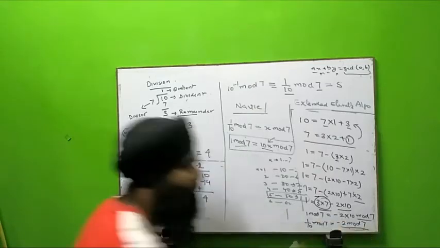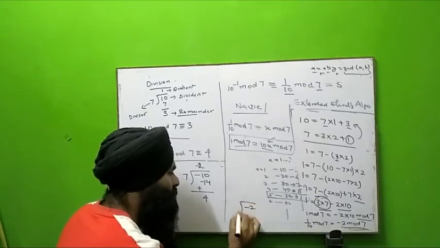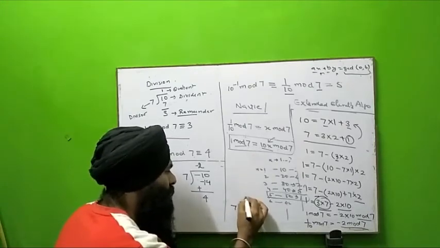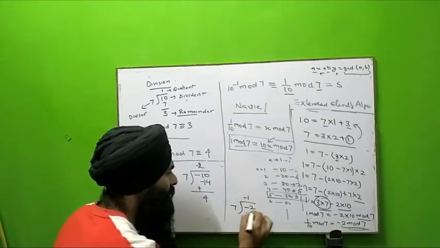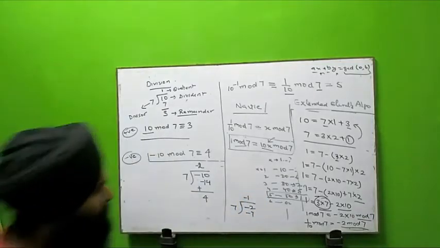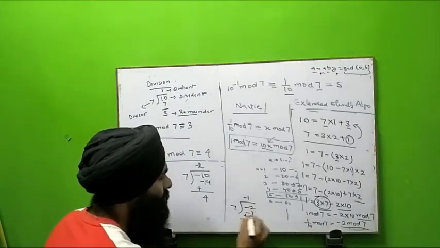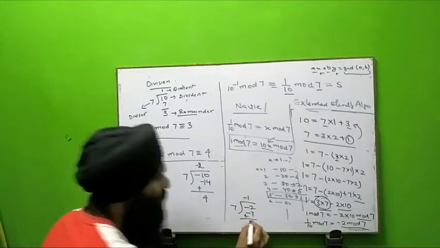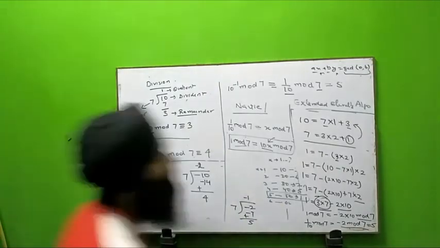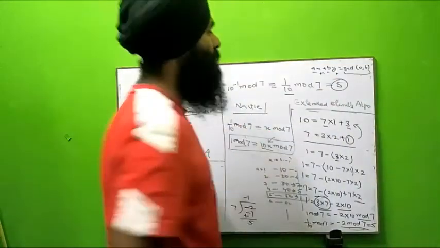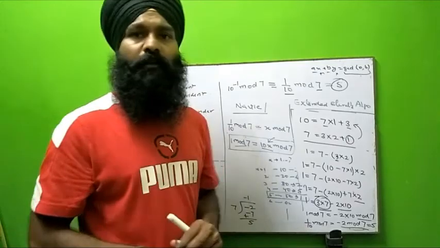Minus 2 mod 7 is very easy to calculate. Adding 7 to minus 2 gives 5. So we have a 5 here. You can check that you already calculated this with the naive algorithm.